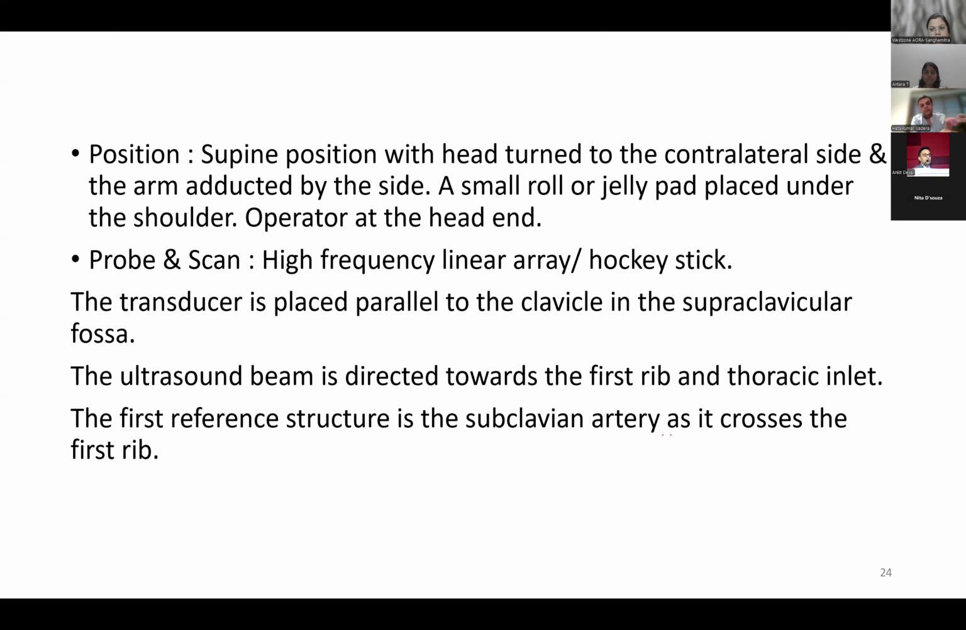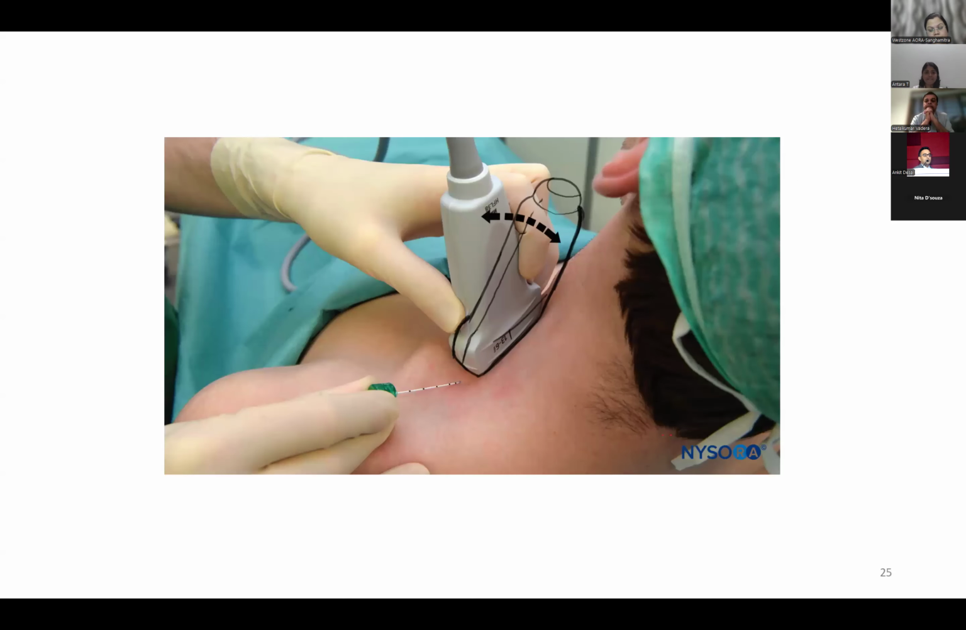The probe we use in this is a high frequency linear array probe, or a hockey stick smaller footprint probe in very small children. The transducer is placed parallel to the clavicle in the supraclavicular fossa. The ultrasound beam is directed towards the first rib and the thoracic inlet. The first reference structure which we see is the subclavian artery as it crosses the first rib. So this is how we place the probe, and for optimal image acquisition, we can do a little bit of a tilting maneuver.